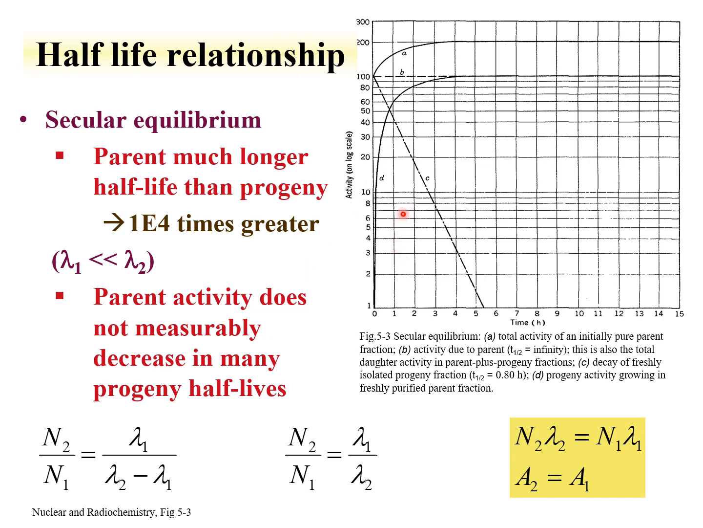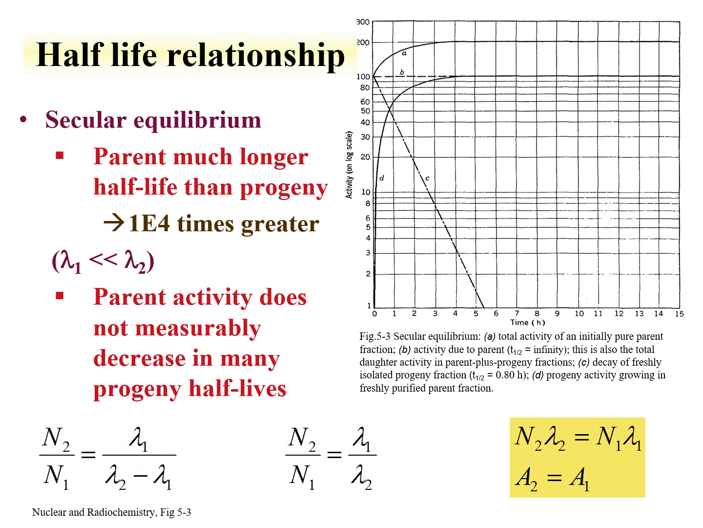So you may have an amount of parent, B shown here. The progeny grows in, and then the total activity is basically twice the parent activity. So in this case, the parent does not measurably decrease in many progeny half-lives. We see that that seems to be the case. And then we have this relationship from the transient equilibrium, and lambda 2 minus lambda 1. Lambda 1 is a very small number. It's fundamentally just equal to lambda 2.